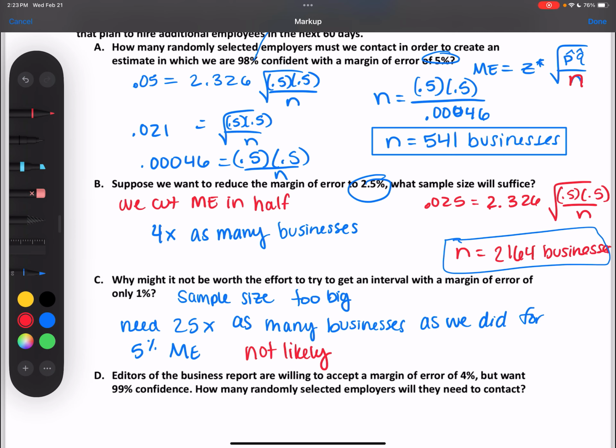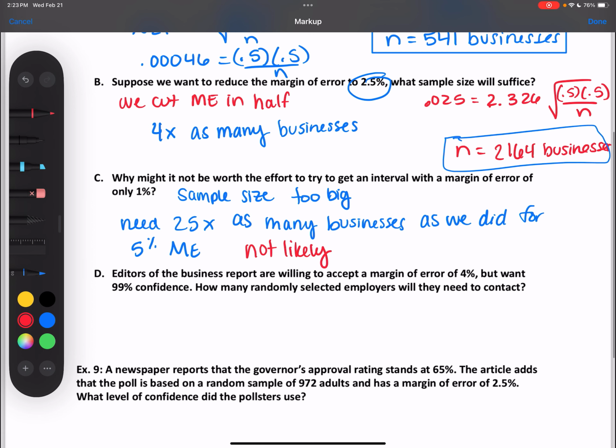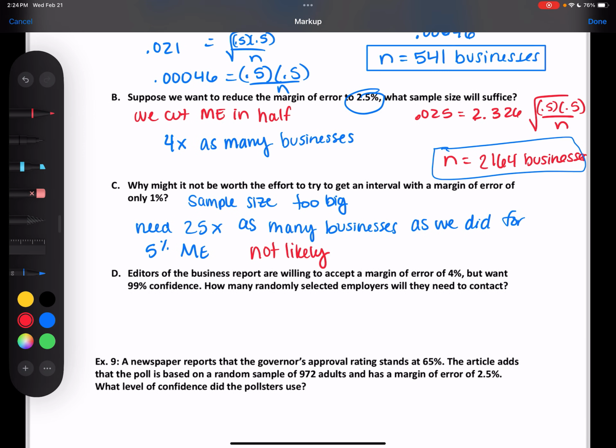All right. Editors of the business report are willing to accept a margin of error of 4%, but they want 99% confidence. So what's that number? You're going to want to know that number as well. That number is 2.576.